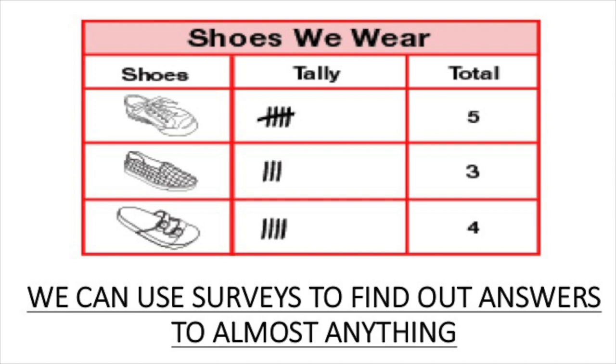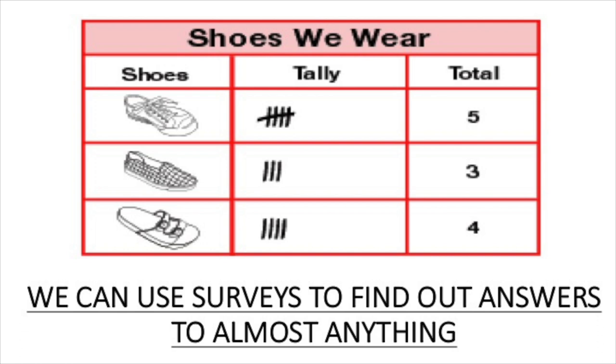We can use surveys to find out answers to almost anything. Yes, like look at this table here. This survey is about shoes we wear. And you can see there are three different types of shoes. We have sport shoes, slip-on shoes, and sandals. And do you know what a tally is?